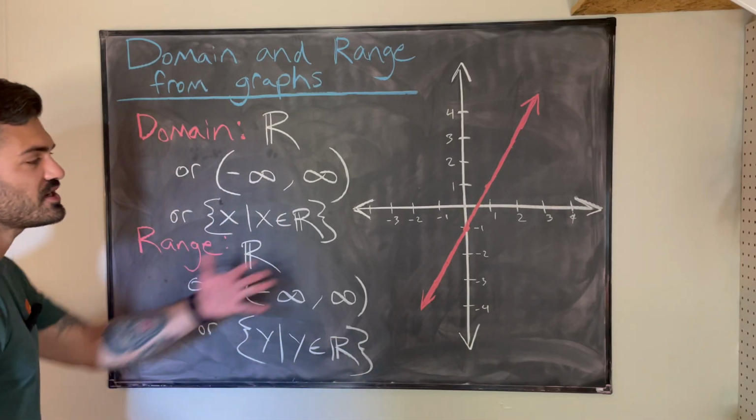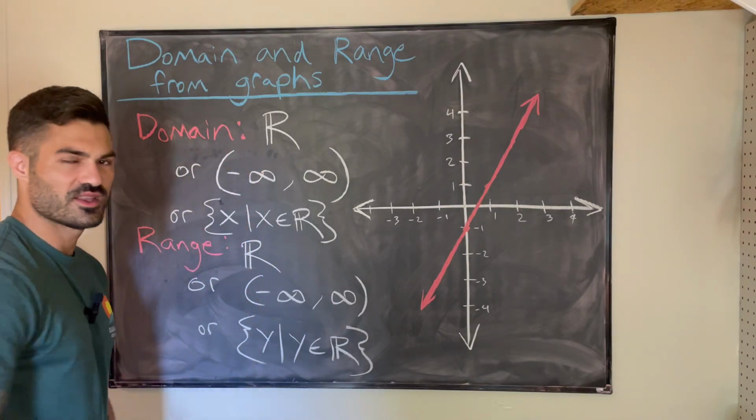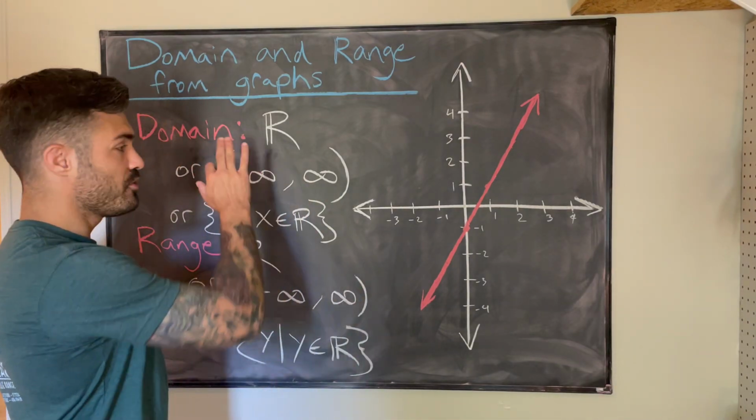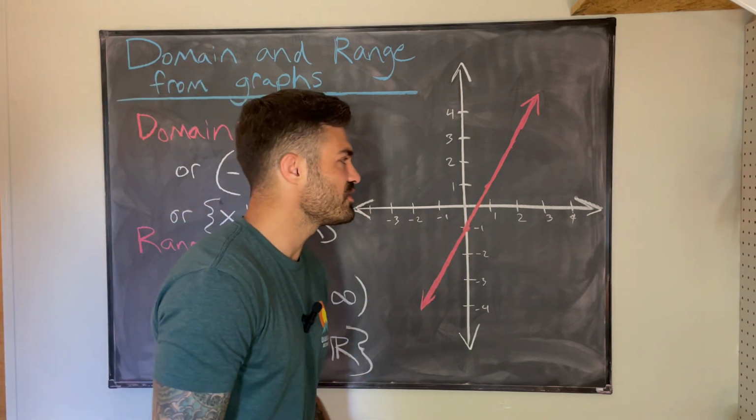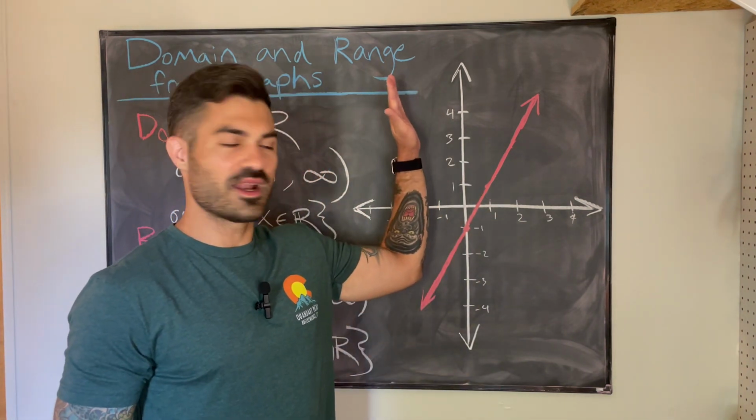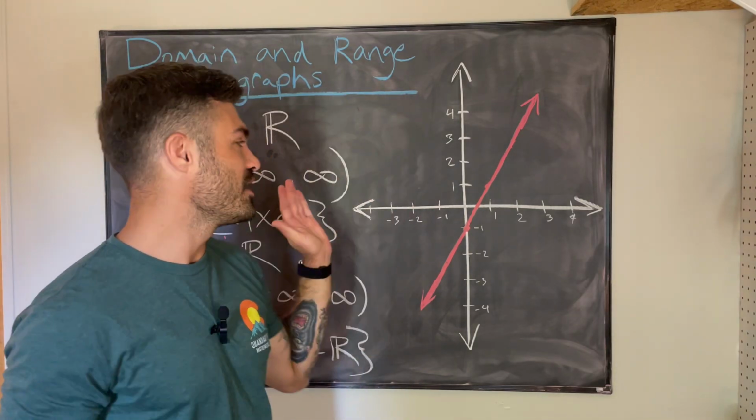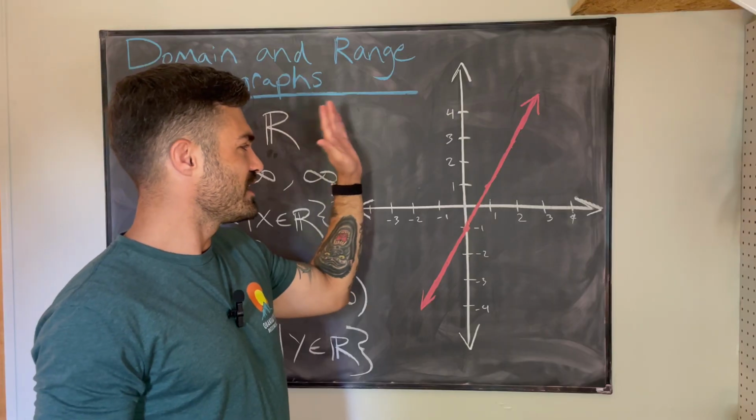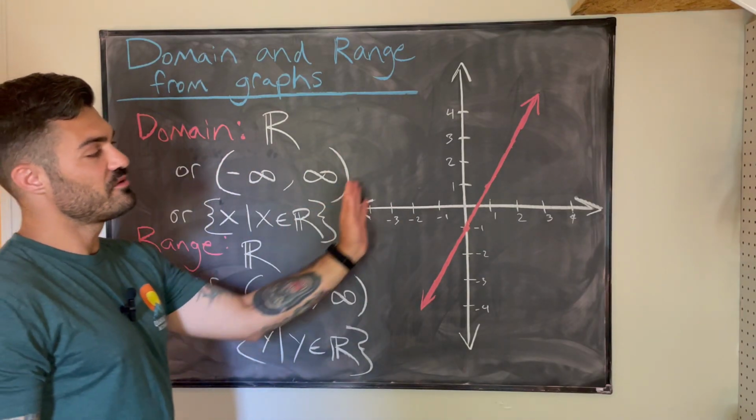Now, is this always the case when we have linear functions? Do we always have a domain and a range that's the set of all real numbers? For domain, yes. The domain of any linear function is the set of all real numbers. And maybe you're thinking, well, what about a vertical line? That has a domain that's only one number. That's also not a function, right? Remember, functions pass the vertical line test. So for any linear function, the domain is the set of all real numbers.